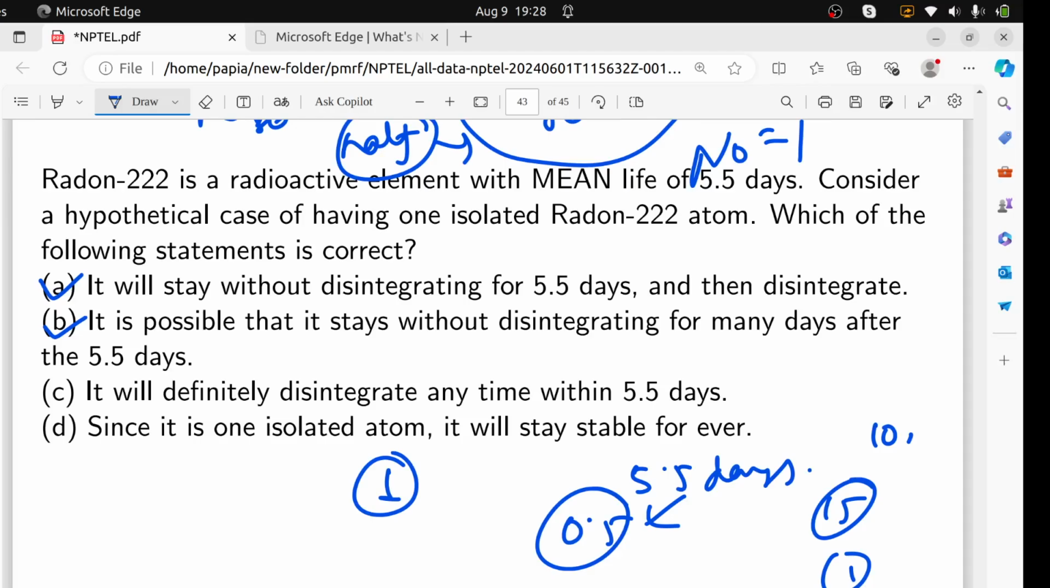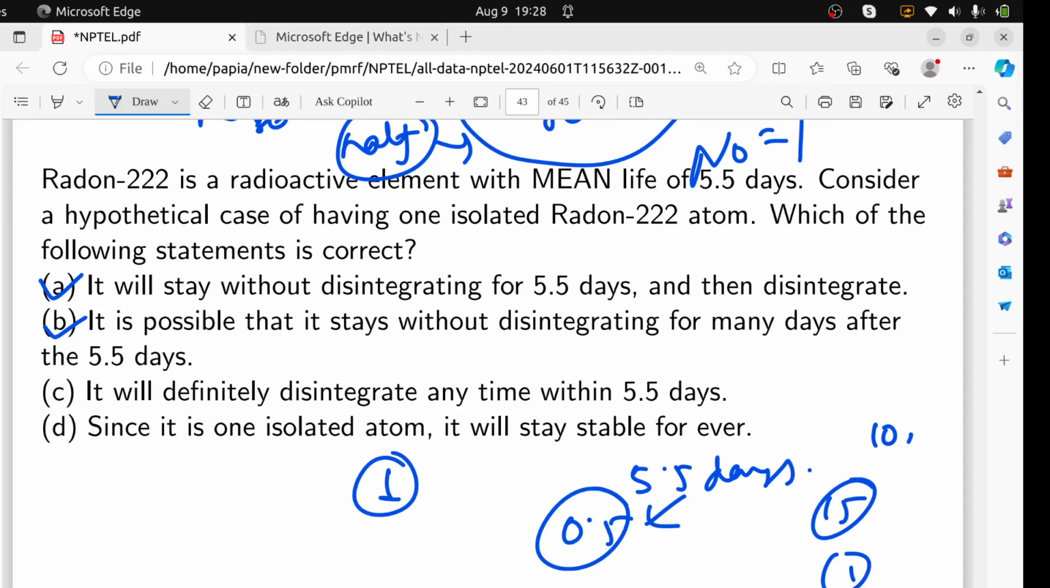And whatever it is in C, that it will definitely disintegrate, that is also not correct. It can decay within 5.5 days, it can decay after 5.5 days, but it will decay. That is the confirmation. But when it will decay, we don't know. It's a probabilistic thing. But if the decay of an atom is probabilistic, then we can say that there is a chance that it will never decay at all, right? Because any time frame we give it for it to decay, there is a time frame where it will never decay at all, because it's probabilistic after all.